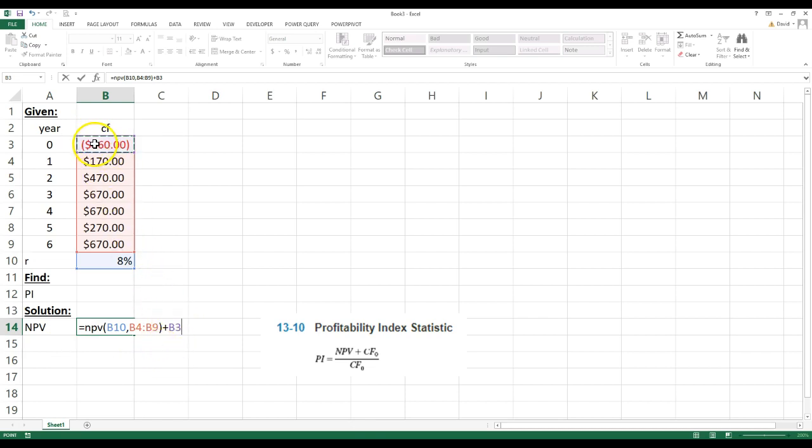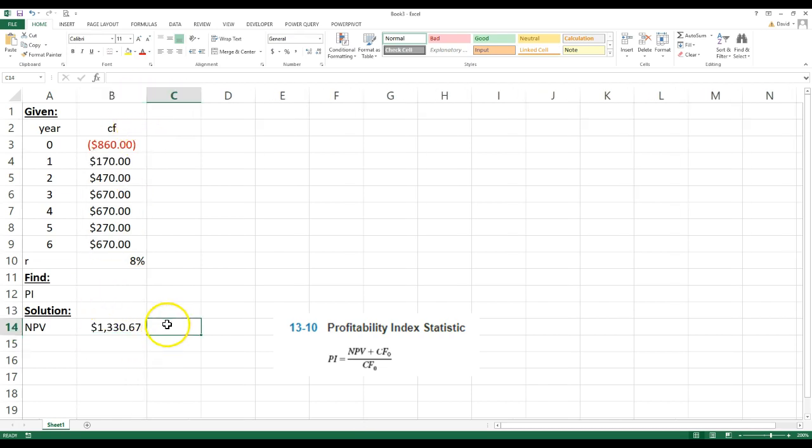Of course, it has to be a negative cash flow in this case because this is money coming out of your pocket, and that gives us a net present value of $1,330.67. I'm going to put the formula in here for you. So that's the NPV.